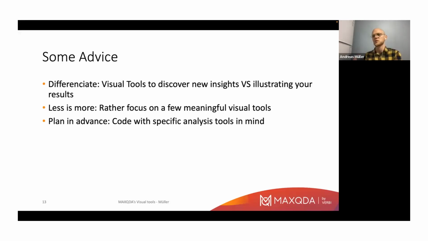Use either the code metrics browser or the code trends or the profile metrics. Why would you use all 3 of them? I see no reason for it. Choose the best one for your research question. And finally, plan in advance. Code with your analysis tools in mind. If you now saw the code relations browser and you think, wow, that's what I need for my research, then find out how you need to code your data so that you can make the best use of it.